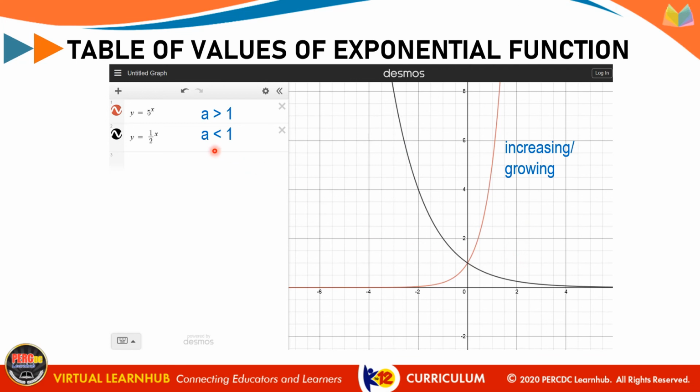However, for our y equals 1/2 raised to x graph, where a is greater than 0 but less than 1, we can see that as x increases, y decreases. Or it is decreasing, or in other words, decaying. So we can see that if a is greater than 1, the graph will look similar to this, the red one. And if the base is less than 1, basically it looks similar to this graph, which is decreasing or decaying.